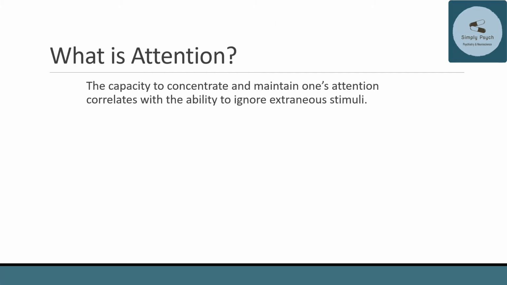Okay, so back to what is attention. It's important to know that the capacity to concentrate and maintain one's attention correlates with the ability to ignore extraneous stimuli. In other words, your ability to concentrate or to attend to something really requires many things, but 2 of the things that it requires: one, your ability to direct your attention to whatever stimulus is going on that you need to attend to, but also your ability to filter out the extraneous stimuli that are sort of competing for your attention. And so these 2 things need to be happening in order for you to attend to something.